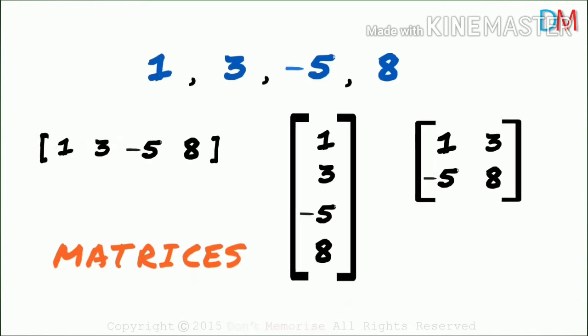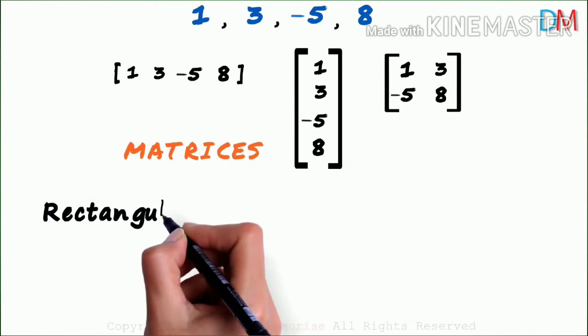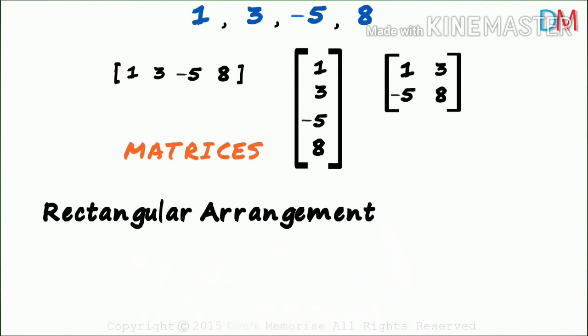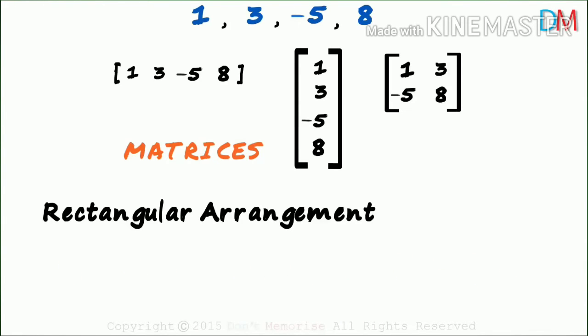But how do we properly define it? We can say that a matrix is a rectangular arrangement. But a rectangular arrangement of what? It can be anything. Numbers, letters, other characters, anything. A matrix is made up of rows and columns. The first matrix has 1 row and 4 columns. The second one has 4 rows and 1 column.